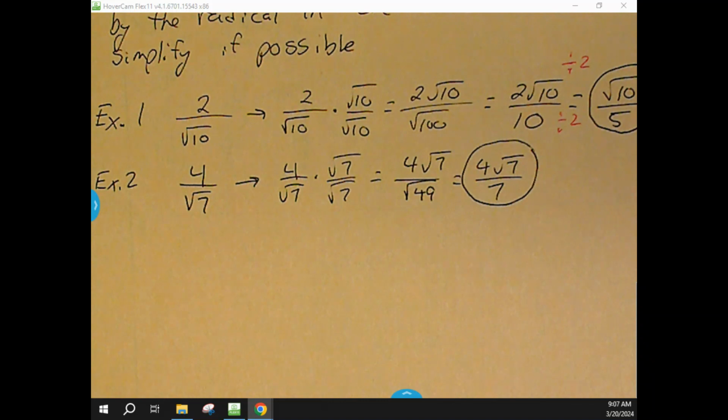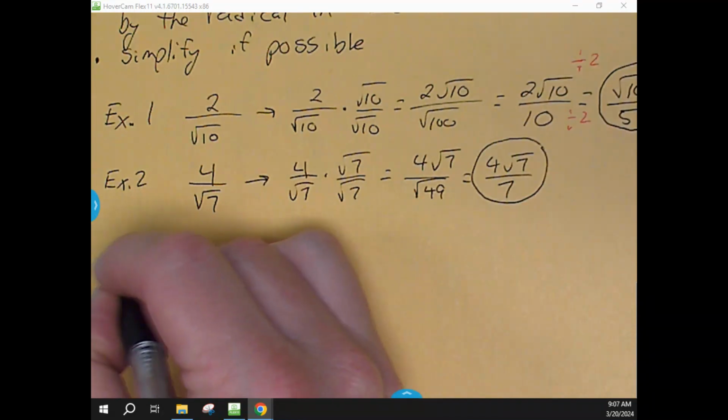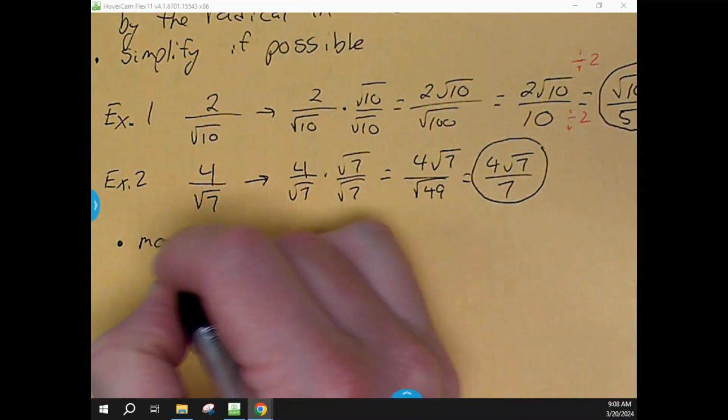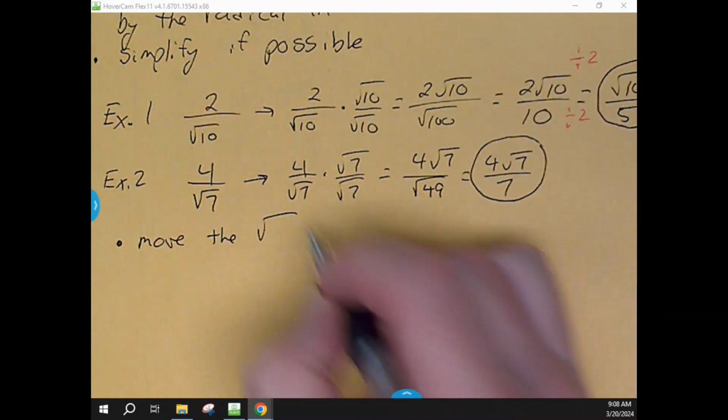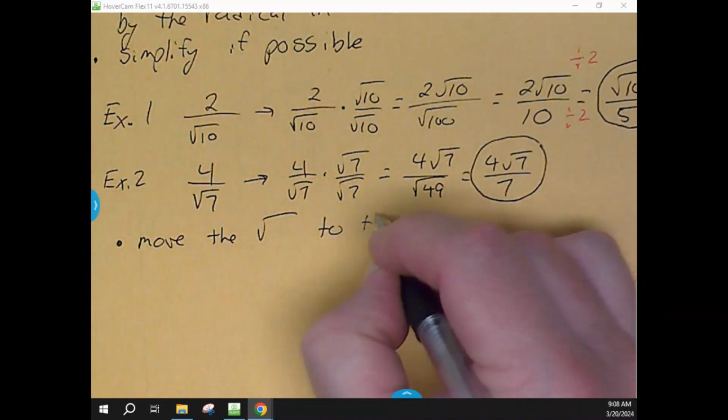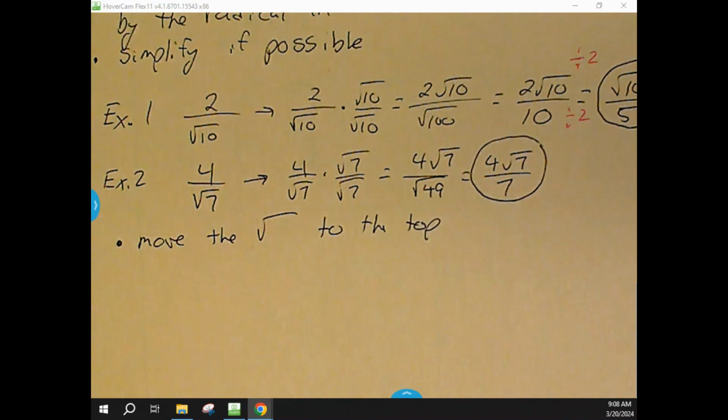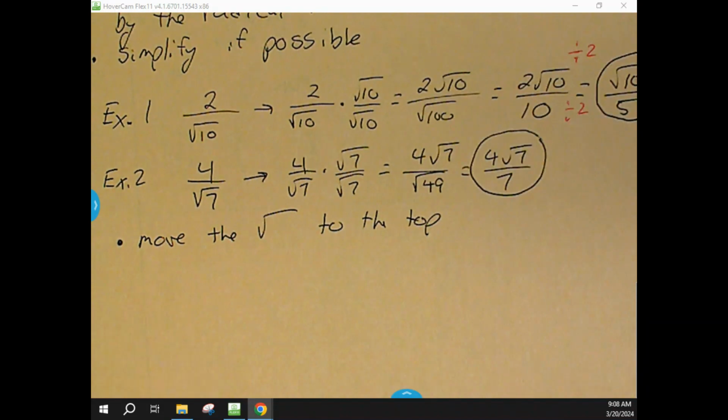Okay, now here's the shortcut. What you're going to do on those, and then you can go through those steps and do that one. But if you're all about shortcuts, here's your shortcut. You move the square root to the top. Now this will change with some other numbers, but everything we're doing for this section and the trig stuff, this will always kind of be the shortcut you can go through.